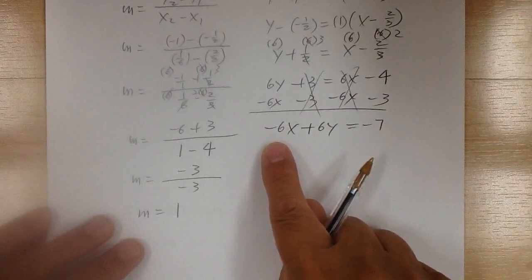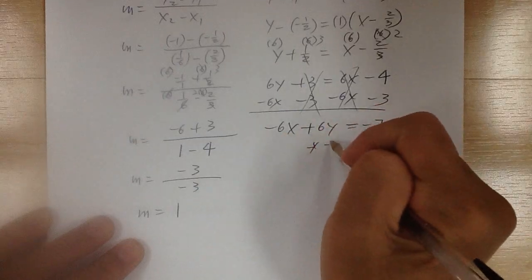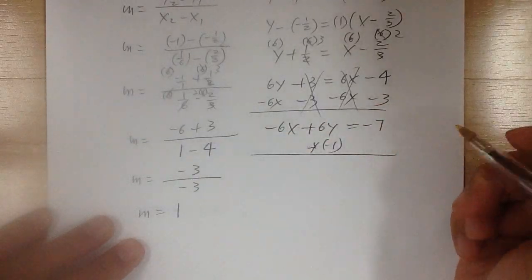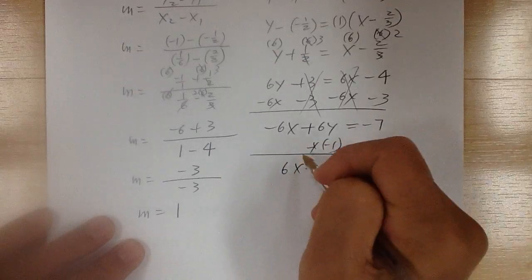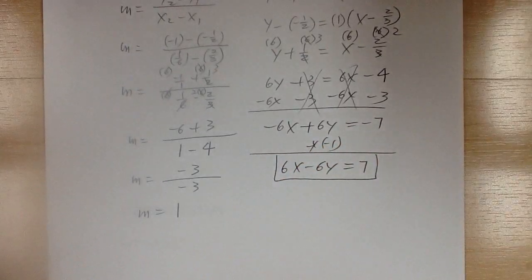So now I have to get rid of the negative in the beginning, so multiply by -1. So I get 6x minus 6y equal to 7. Okay, and that's it.